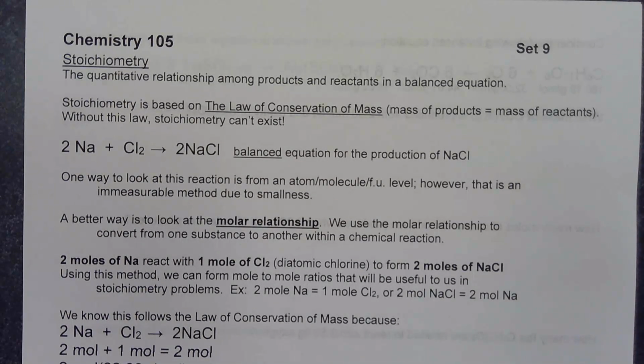So stoichiometry is based on the law of conservation of mass. You can't have stoichiometry if the law of conservation of mass weren't true. It doesn't work, it doesn't exist if the law of conservation of mass isn't true. And that law says the amount of mass going in is equal to the mass coming out. That's what the law of conservation of mass says.